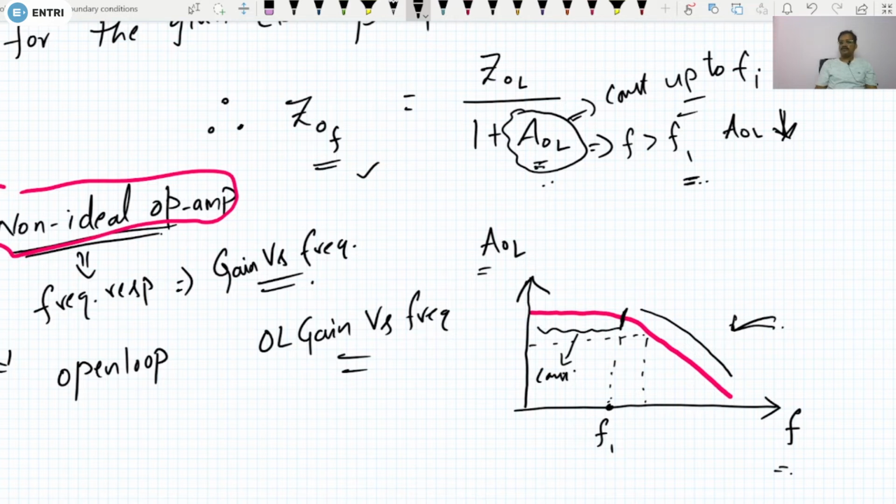Okay, so at one stage what will happen? AOL will go to what? Will go to 0. So whenever AOL becomes 0, ZOF will become equivalent to what? ZOL. So that is the maximum output impedance you are going to have, right?